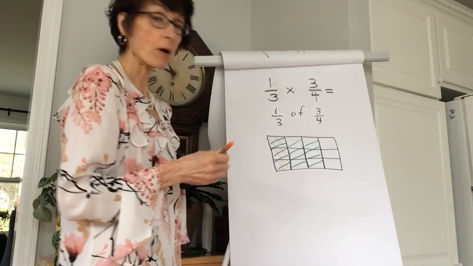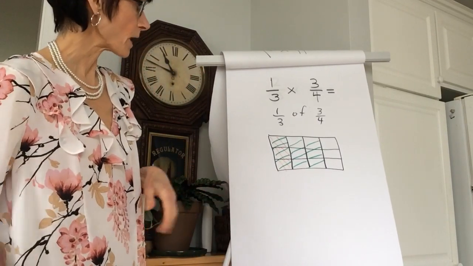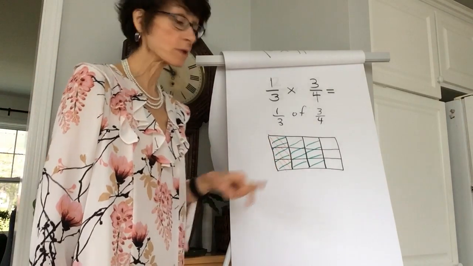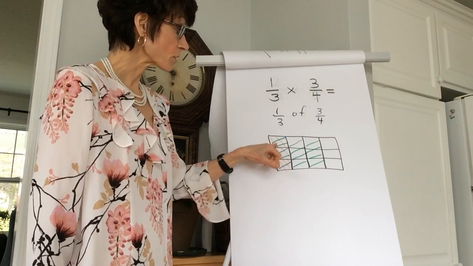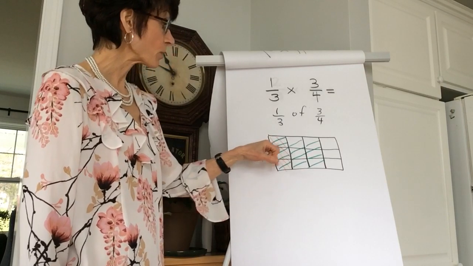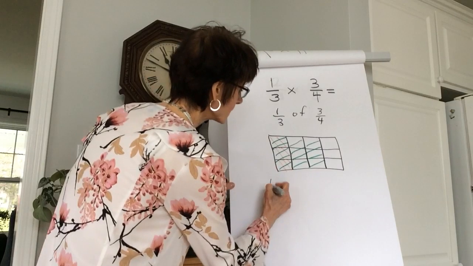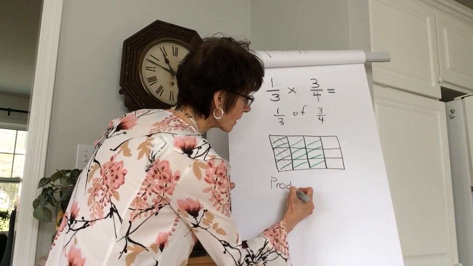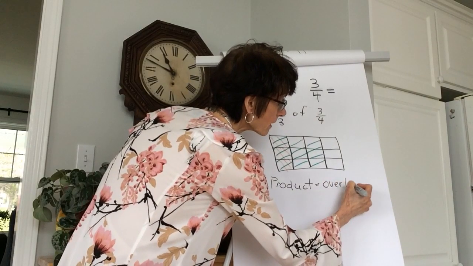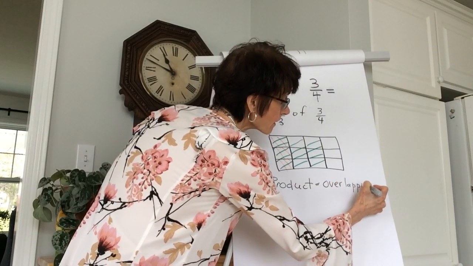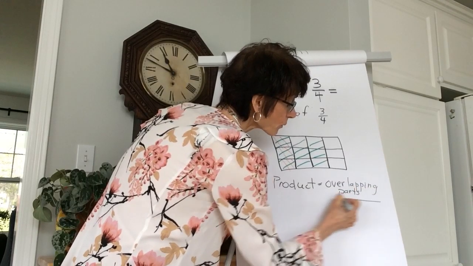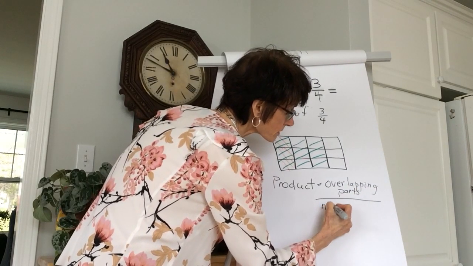Now to find the product of these two fractions, the product is the part where the two colors, the green and the orange, overlap. That's our product. Okay, so our product equals the overlapping parts over the number of parts.